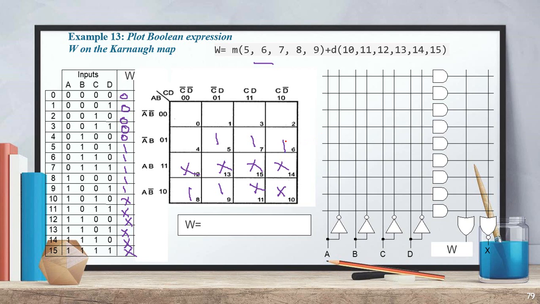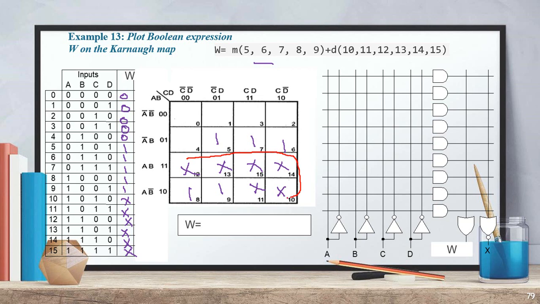Now how do we do the grouping for this one? For the don't care condition, we already said there are 2 rules in grouping. One is that we can group it with any one, and the other is that we cannot group with only don't cares. So here we can do grouping of 4 numbers of 1s and don't cares. We cannot make groups of only don't care portions.